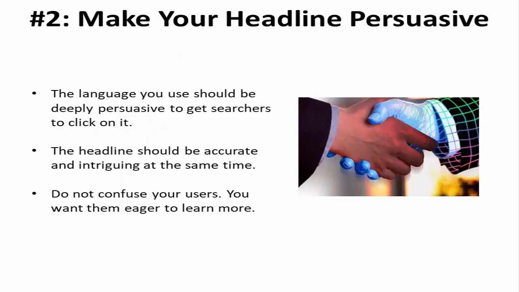Number 2. Make your headline persuasive. Creating a high-converting PPC ad headline requires more than sticking a few numbers into a boring headline. The language around those numbers must be deeply persuasive to get searchers to click on it. You have just a few words, so make sure that your headline is accurate and intriguing at the same time. You don't want users to be confused about your offer, you want them eager to learn more.